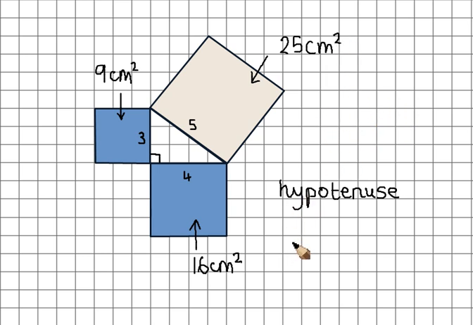But then we've got the relationship that if we add the area of the squares on the 2 shorter sides, that's the blue squares, we get the area of the square on the hypotenuse. Or in other words, if we square the 2 short sides and add them together, we get the square of the length of the hypotenuse. And that's Pythagoras' theorem.